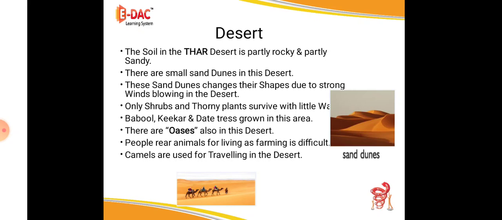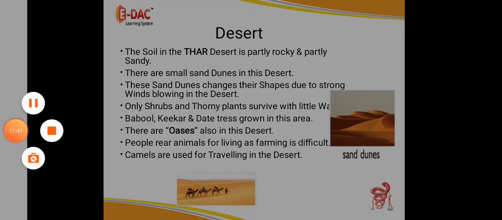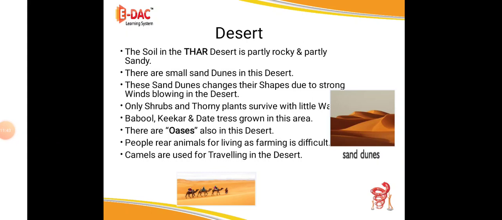Only shrubs and thorny plants survive with little water. Babool, kikar, and date trees grow in this area. There are oases also in this desert. People rear animals for a living as farming is difficult. Camels are used for traveling in the desert.